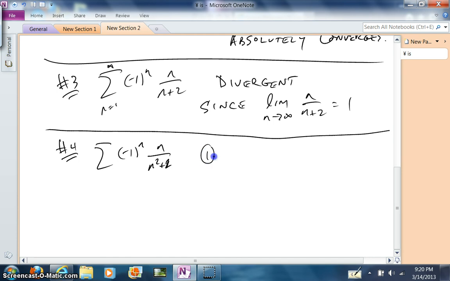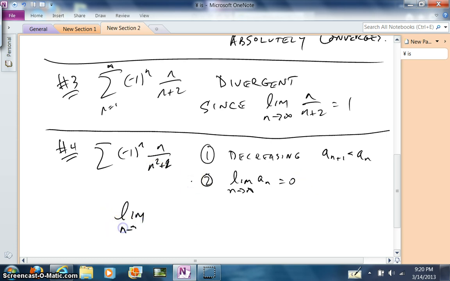Okay, so the alternating series test: I need to show it's decreasing. That's where it says a n plus 1 is less than a n. That means the next one is less than the previous one, so another way of saying decreasing. And then I need the limit of a n equals 0. Okay, so you can see that the limit is equal to 0.